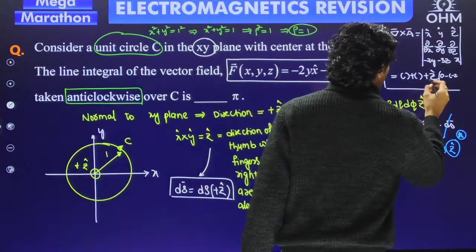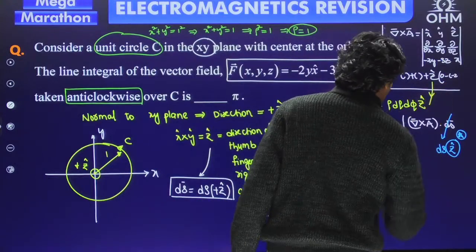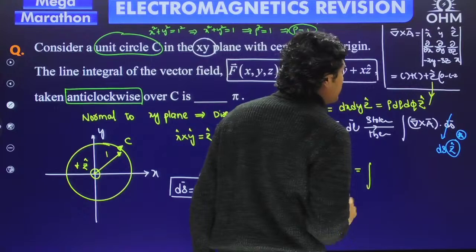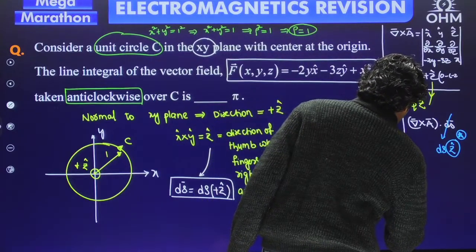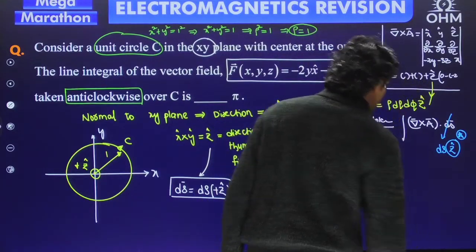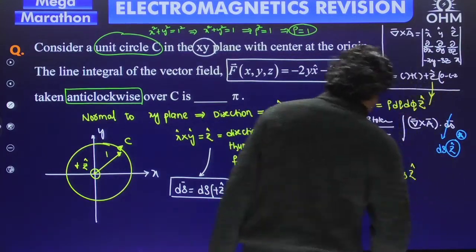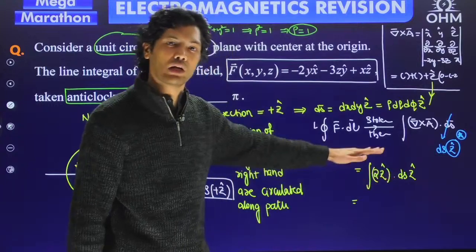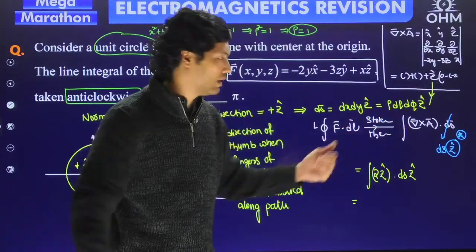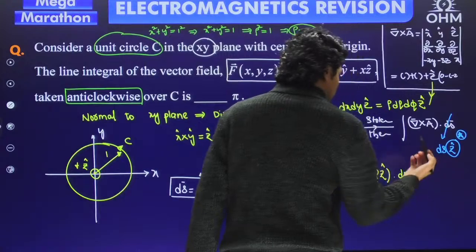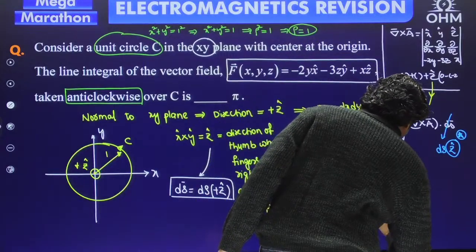So when you substitute this data here, what you get is nothing but, this becomes equal to integration of 2z cap dot ds times z cap. Okay, so this is what you get. Most of the cases, you'll get constants. If it is a constant, no headache for us, because I can take it out. Z dot z is nothing but 1. I get 2 here, integration of ds.